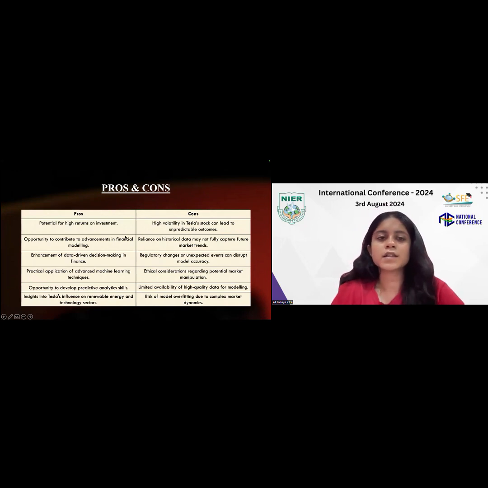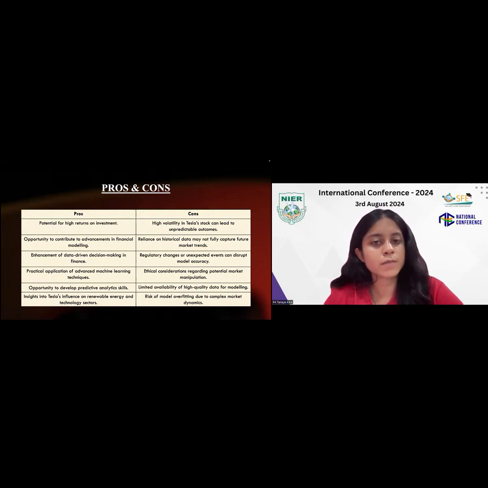As it is a stock price project, there are pros and cons as well. One of the pros is the potential for high returns on investment. Then it has the opportunity to contribute to advancement in financial modeling. It can also enhance data-driven decision making in finance for the investors. Then it also has Tesla's influence on renewable energy and technology sectors.